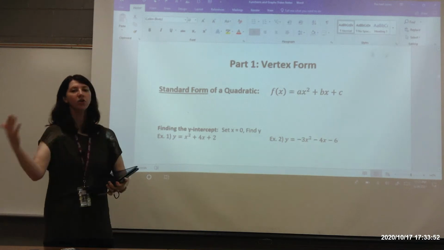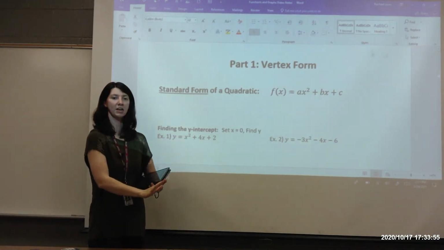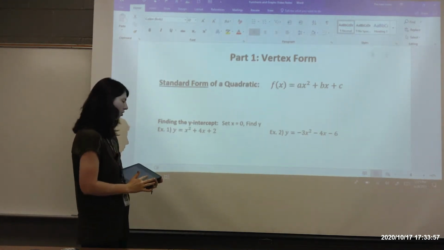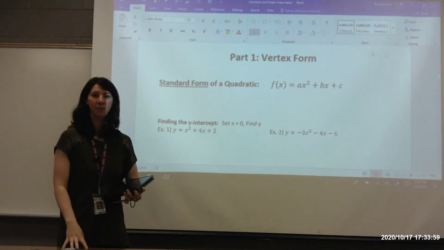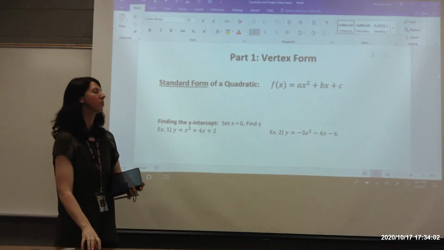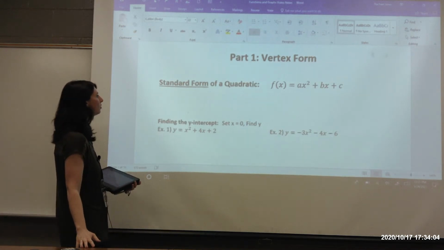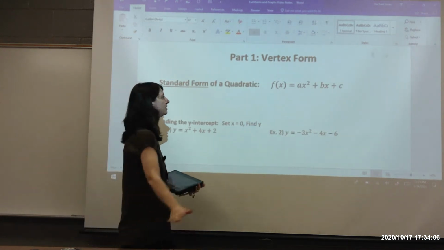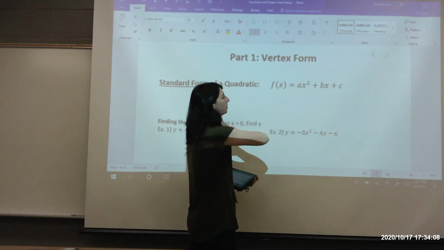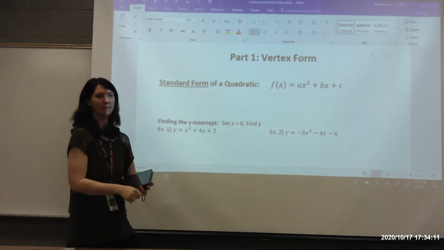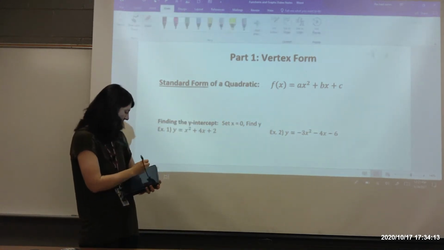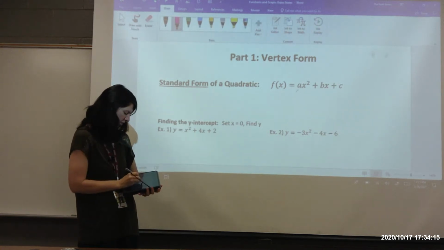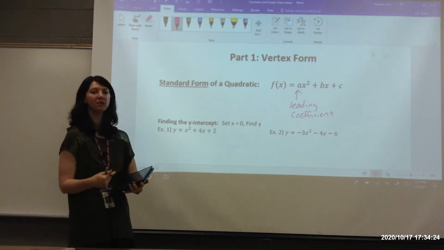In order to understand vertex form, we need to start with the basic form, standard form, okay? So standard form of a line was y equals mx plus b, which you might remember from previous math years. Standard form of a quadratic, though, is f of x equals ax squared plus bx plus c. And we call that a our leading coefficient. Right, we call it leading because it's with the x squared.